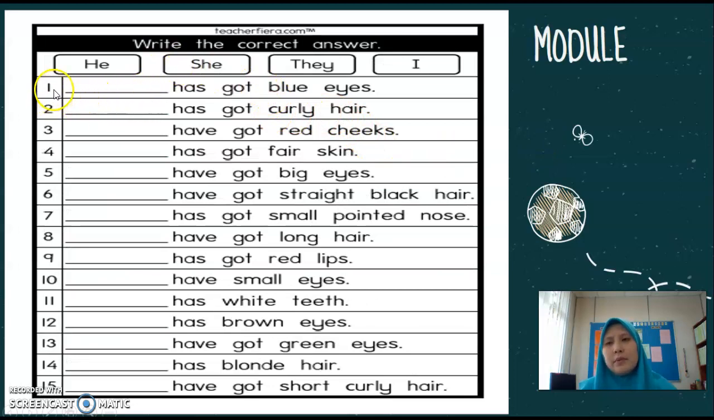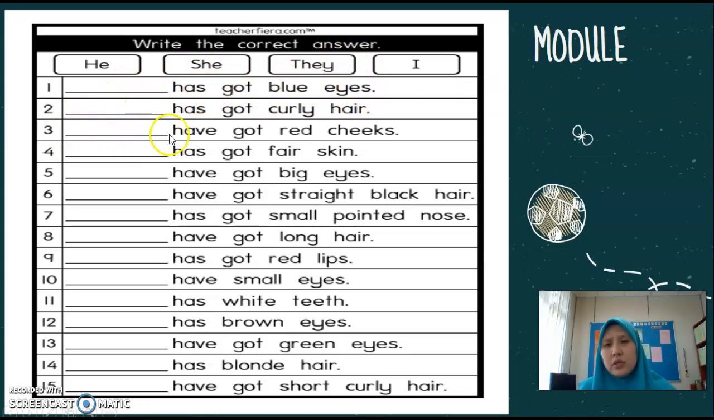Okay, this one, for example, number 1. The instruction is write the correct answer also. The answers are he, she, they, I. Look at number 1. Has got blue eyes. So the options are he or she, right? So you can choose either one. You can write he has got blue eyes or she has got blue eyes. Same goes to number 2.